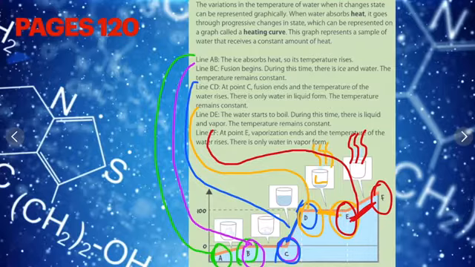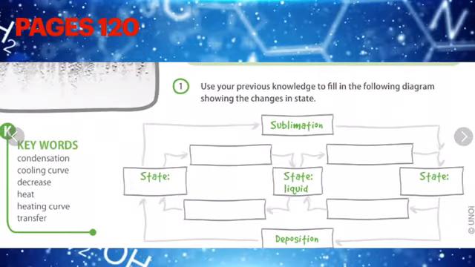Okay, now once we observe this image, let's continue on the next part. Over here is the first exercise that you have below this information that we just read. It says use your previous knowledge to fill in the following diagram, showing the changes in state.